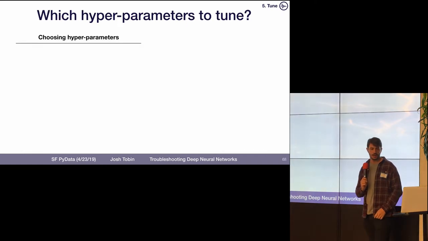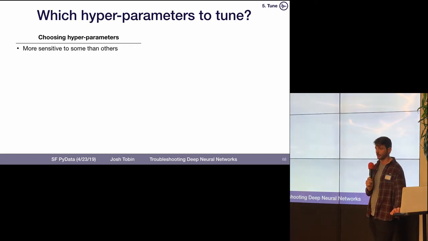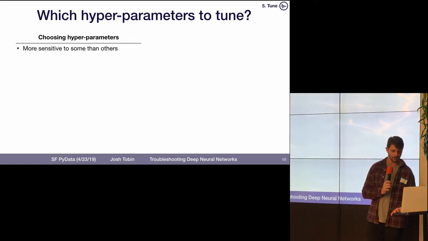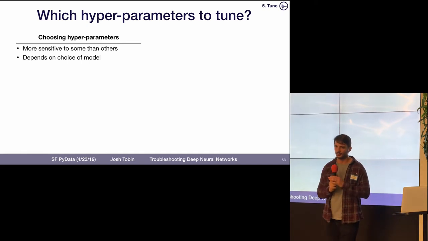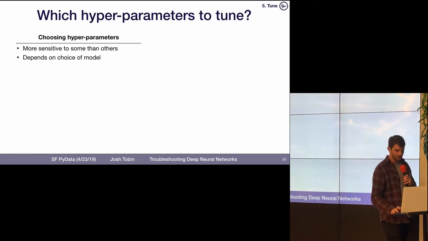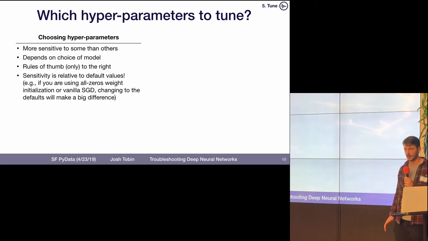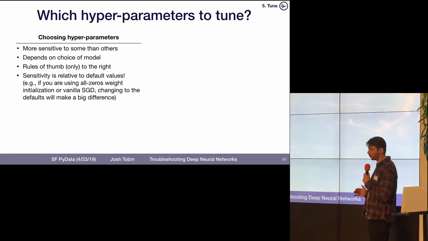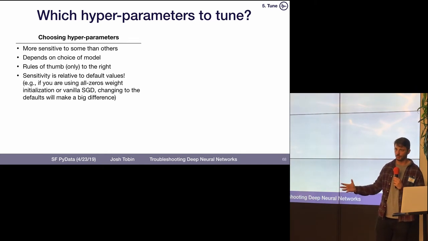The good news is that models are much more sensitive to some hyperparameters than they are to others. The bad news is that which ones those are depends on your choice of model. Very, very sad. So I have some rules of thumb to the right. These are really only meant to be rules of thumb, and it can depend pretty wildly on your problem, but this is the order in which I like to tune my hyperparameters if I'm brand new to a problem.